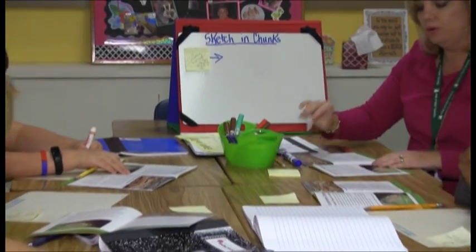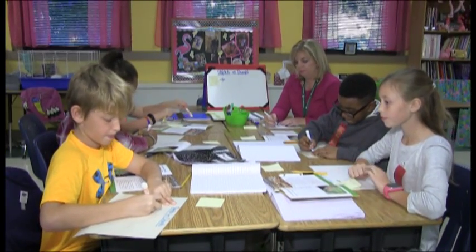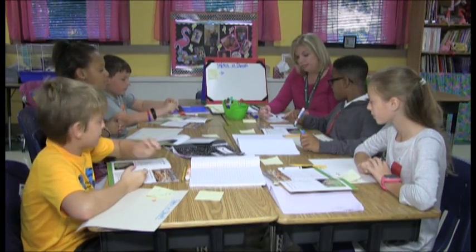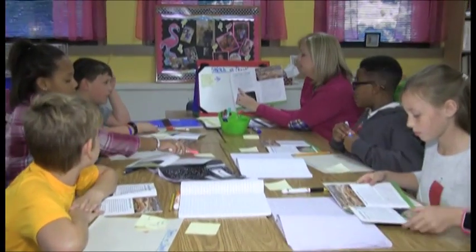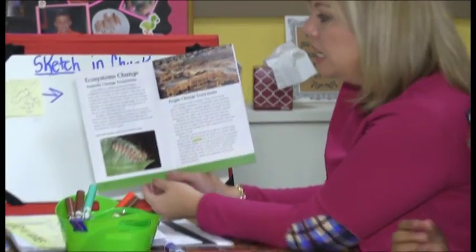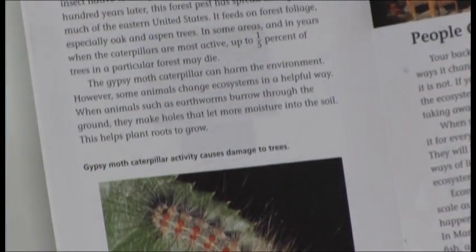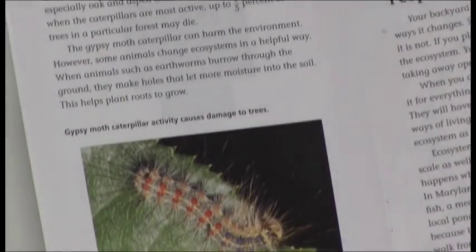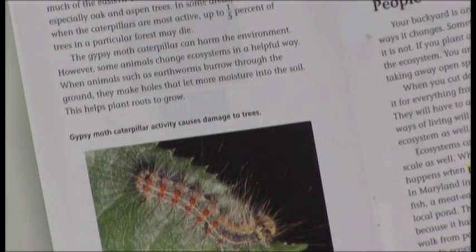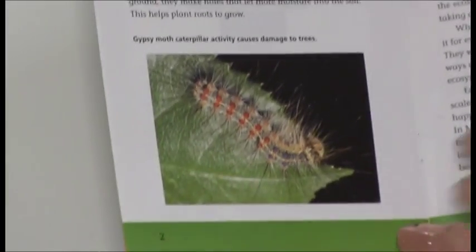Okay, so let's go back and I'm going to model this second paragraph. Are we ready? I'm going to do this next one with you, and then I'm going to let you do a few by yourself. Everybody go into your book and look at the second paragraph and follow along as I read. So the gypsy moth caterpillar can harm the environment. However, some animals change ecosystems in a helpful way. When animals such as earthworms burrow through the ground, they make holes that let more moisture into the soil. This helps plant roots to grow.